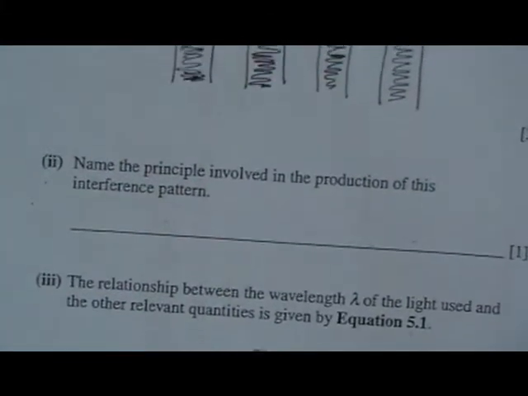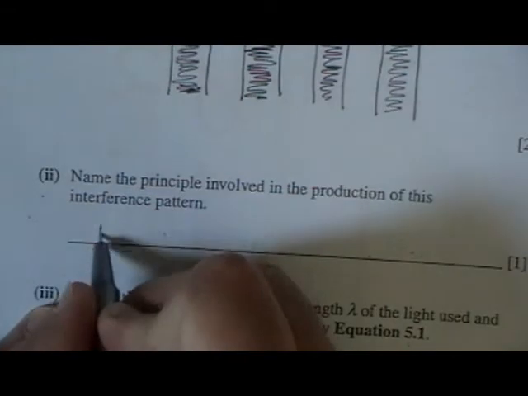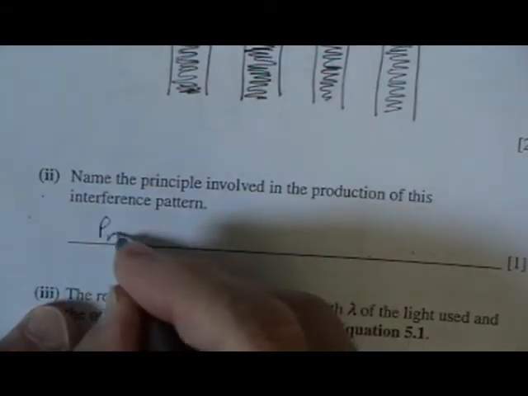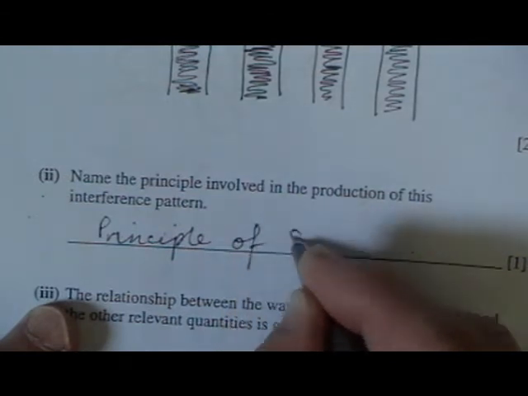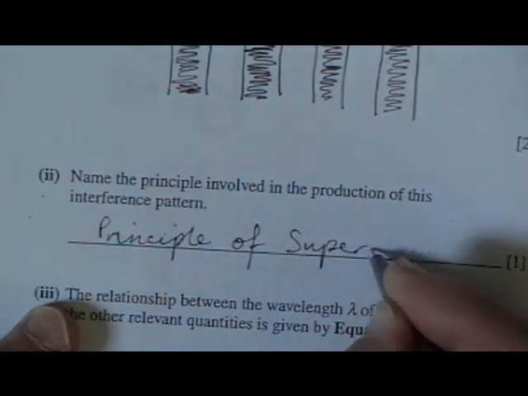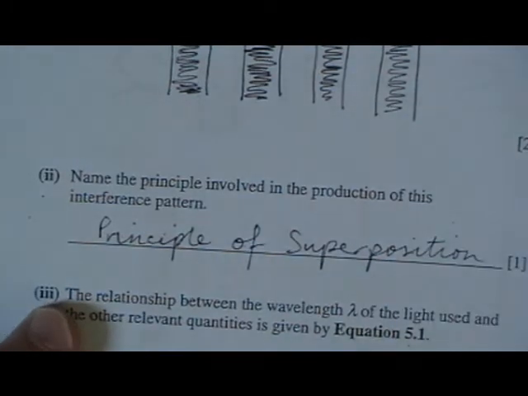Name the principle that's involved in the production of this interference pattern. Well, that's the principle of superposition. Okay, so that's the principle of superposition, and that's the principle that explains interference, it explains stationary waves, and it explains diffraction as well.